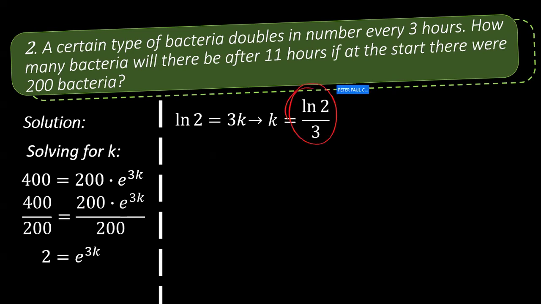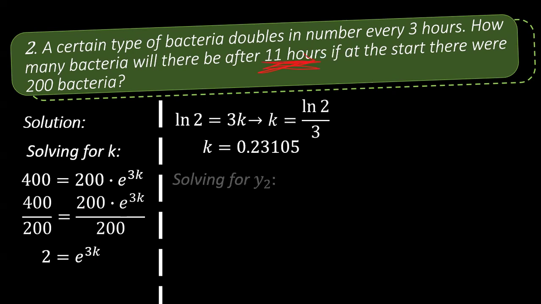Using your scientific calculators, give me the equivalent 5 decimal places of ln of 2 over 3. Correct. The answer is 0.023105. Using that k value, we can now solve for y sub 2, which is after 11 hours.